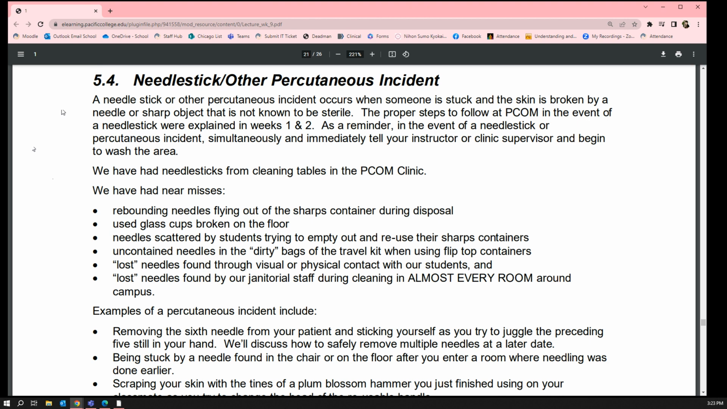We have had needle sticks not only from disposing of needles, but also from cleaning tables in the Pacific College Clinic. So make sure that you are careful when you are cleaning, in between, in the crease in the massage tables. Make sure that you push them up and do a visual examination before you stick your hand in the crack to make sure there aren't any needles in there. We've had plenty of near misses here.